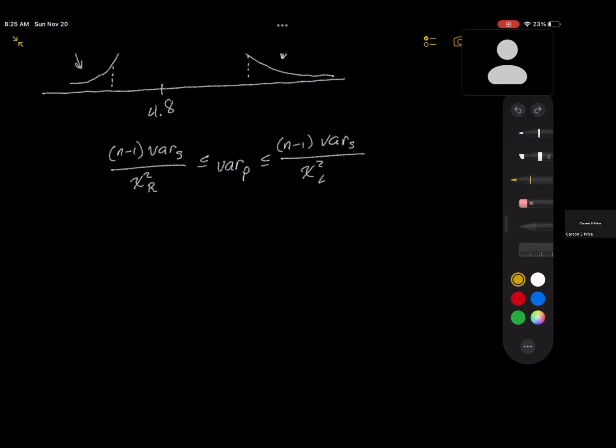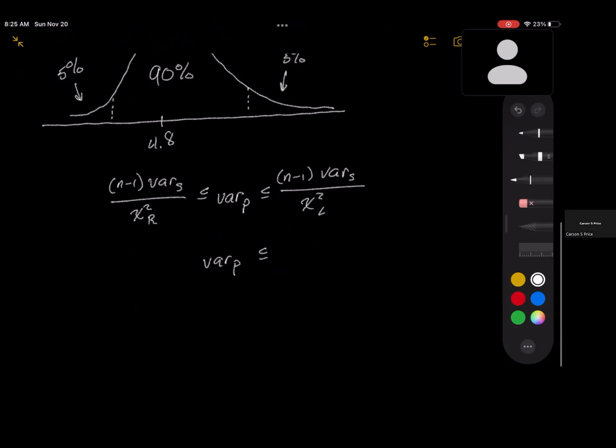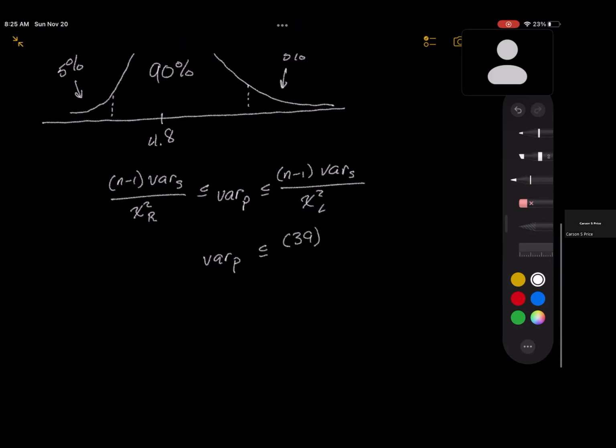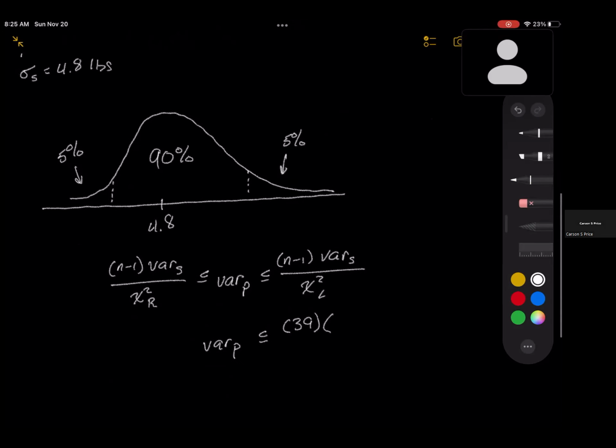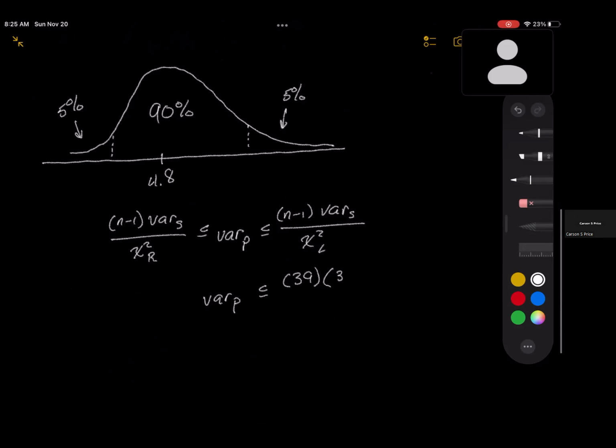All right, so the variance of the population is stuck between n minus 1 here. I have 40 people, so my degrees of freedom, n minus 1, will be 39. The variance of my sample will be the square of the standard deviation. My standard deviation was 4.8. So if I take that and square it, I get a variance of 23.04. That's measured in pounds squared now because it's variance.